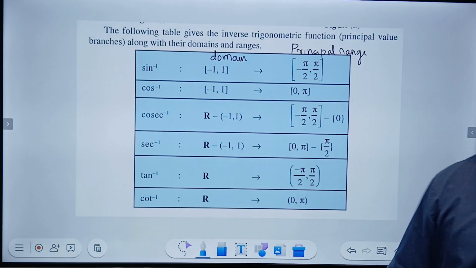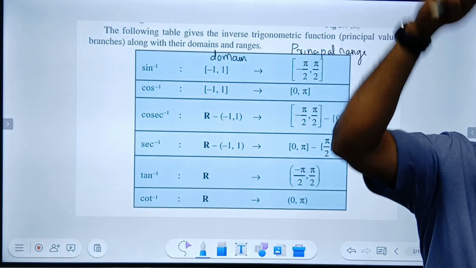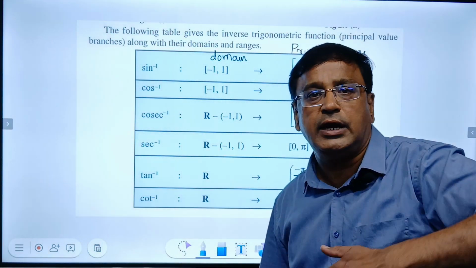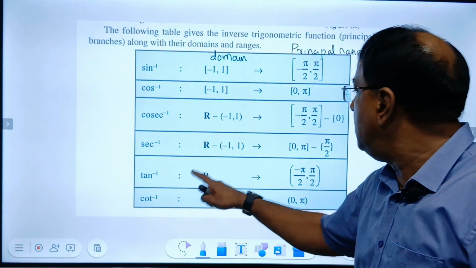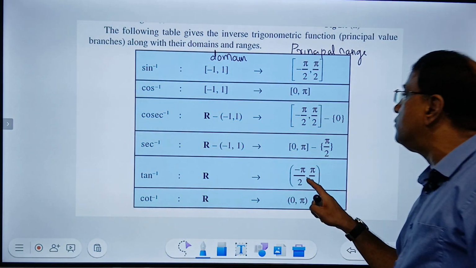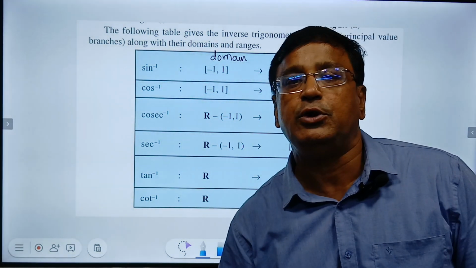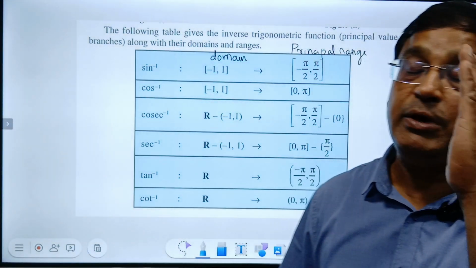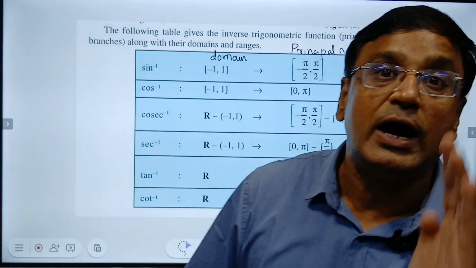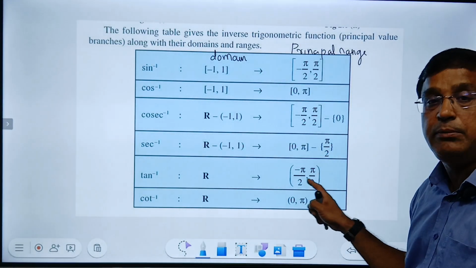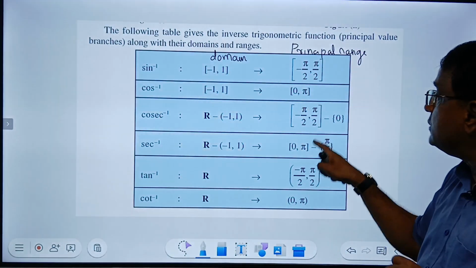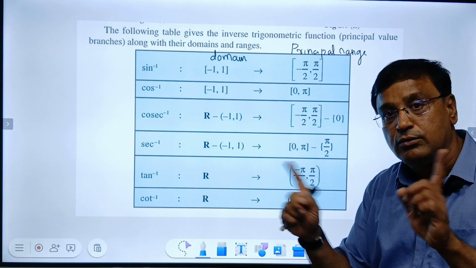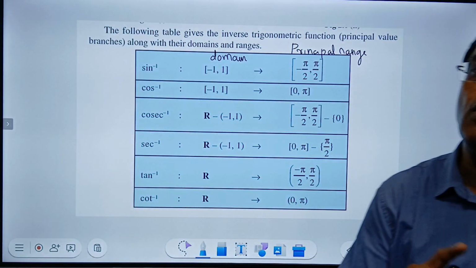Now tan, you saw it was like an asymptotic curve, like an x cube curve. It takes all real numbers. It is not a closed interval, it's an open interval minus pi by 2 to pi by 2, because tan pi by 2 is undefined, tan minus pi by 2 is also undefined. So you cannot include pi by 2 and minus pi by 2. Big difference. Closed interval means the boundary values are included. Open interval means boundary values are not included.